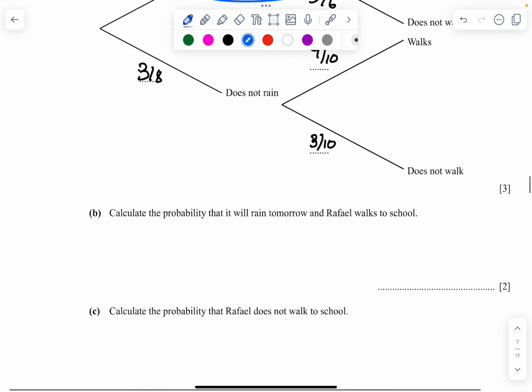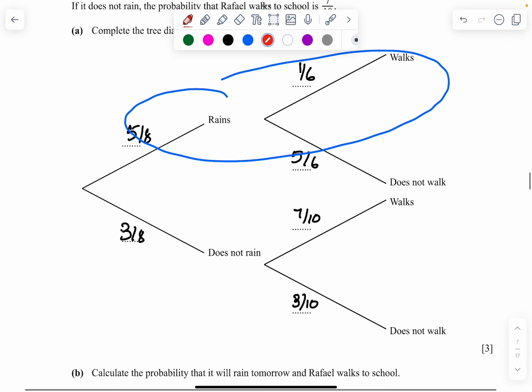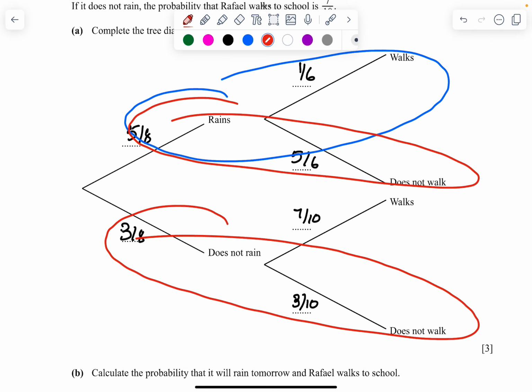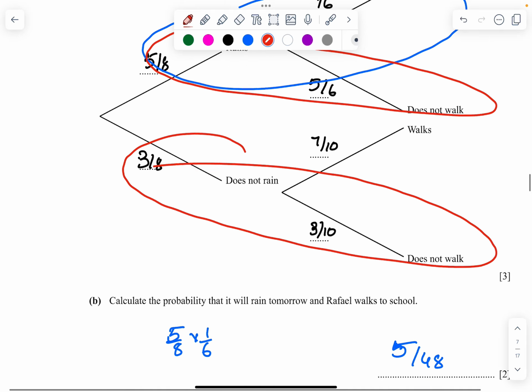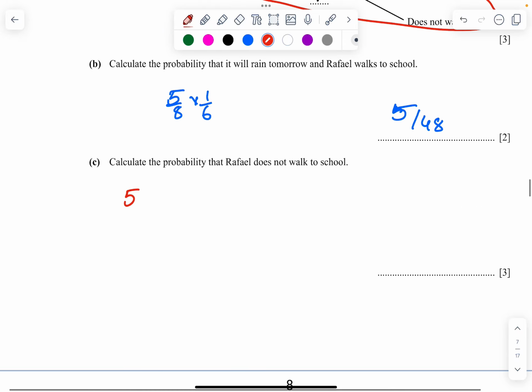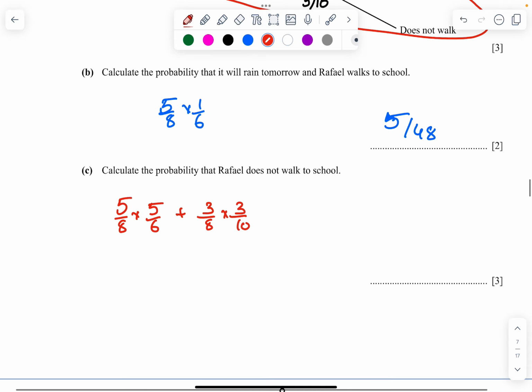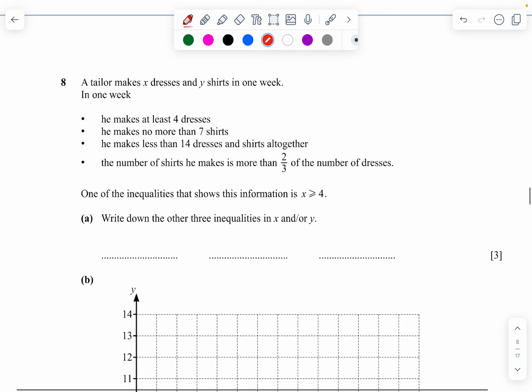So which is nothing but what? 5 upon 8 times 1 upon 6, which is 5 upon 48. Calculate the probability that he does not walk to the school. Does not walk to the school means it rains and he does not walk to the school, or it does not rain and he does not walk to the school. So 5 upon 8 times 5 upon 6, or 3 upon 8 times 3 upon 10, which is going to be 304 upon 480. Or you can simplify and write it out. That's going to be the answer.